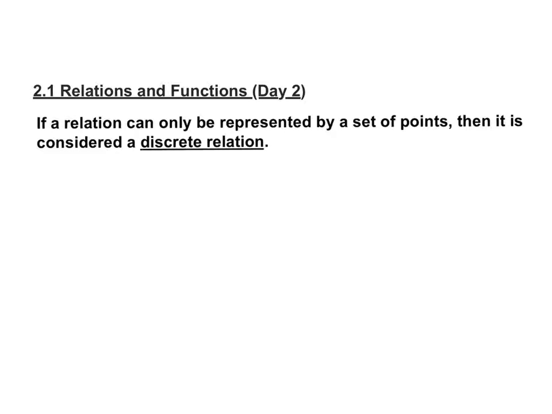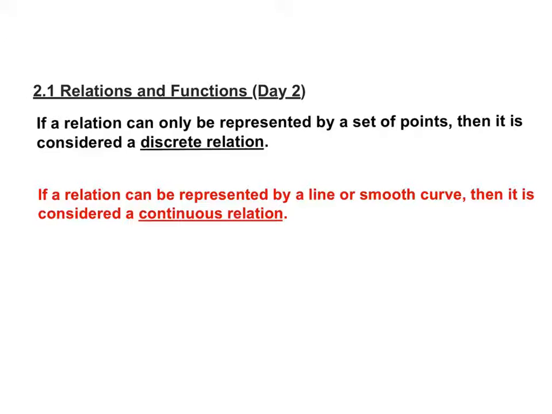One of the ways that we can determine if something is discrete is whether or not the numbers in between the points have meaning. If the numbers in between the points don't have meaning or don't make any sense for that particular problem, then it's going to be discrete. Okay. If you can connect the points using a line or a smooth curve, then we say that relation is continuous.